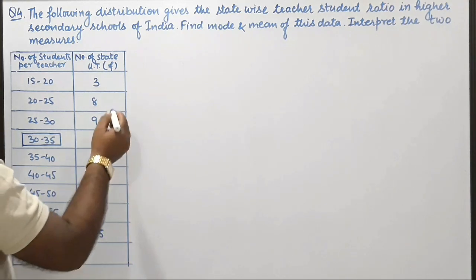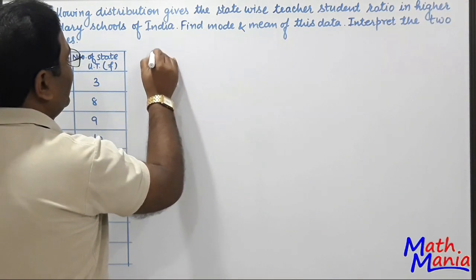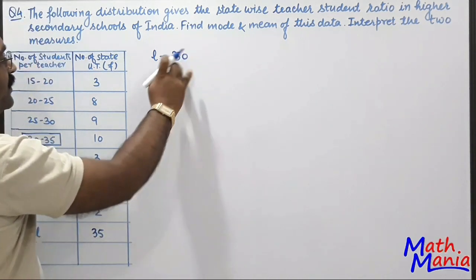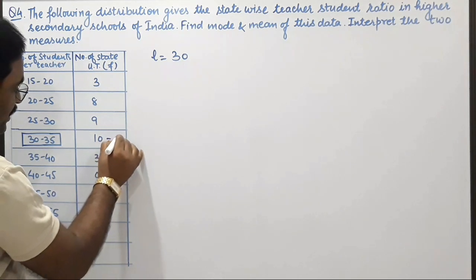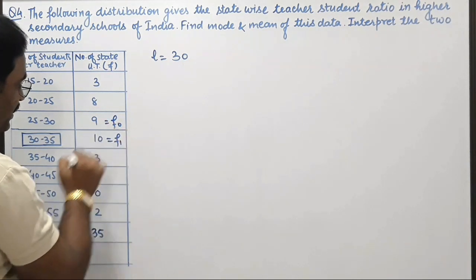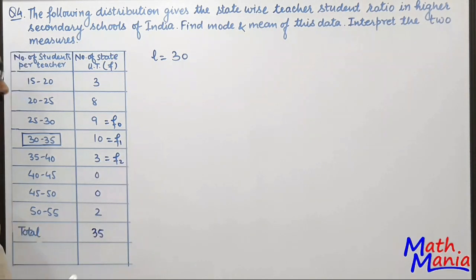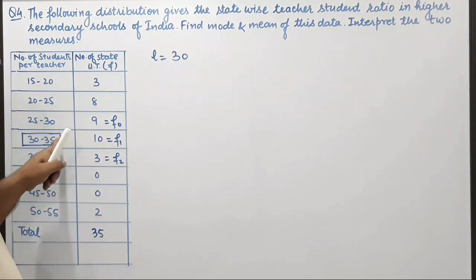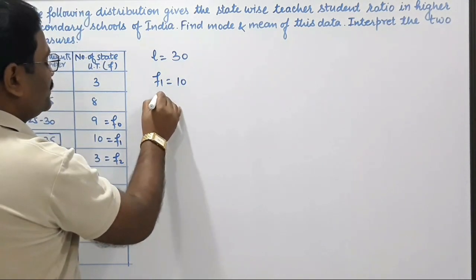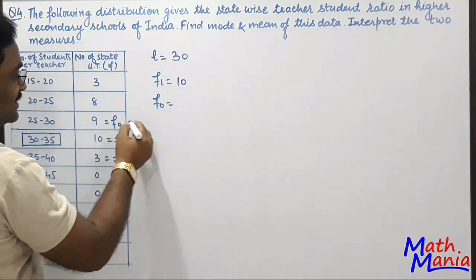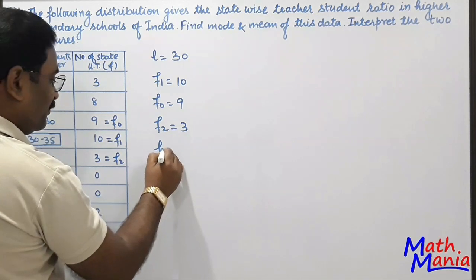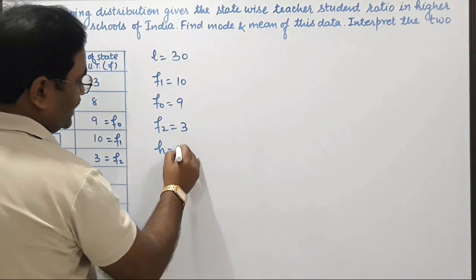If this is the modal class, then write down all the information. L is the lower class limit of the modal class, which is 30. Afterwards, we have to find the value of all the terms. F1 is the frequency of the modal class, that is 10. F0 is the frequency of the class preceding the modal class, that is 9. F2 is the frequency of the class succeeding the modal class, which is 3. And the value of H is 5, the size of the class.